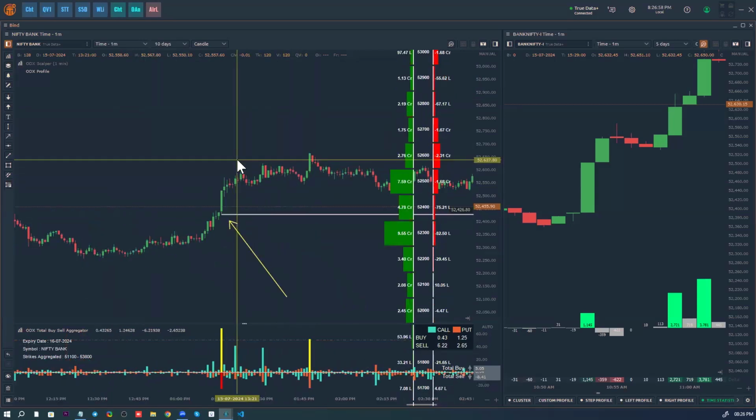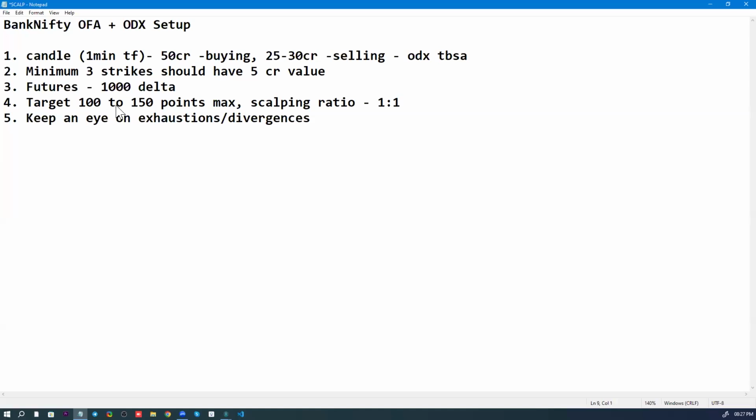It was not a really difficult setup. I will go over it one more time. I will open this and take a screenshot. We are looking at a 1 minute time frame candle: 50 crore buying, 25 to 30 crore selling. If the market is going down, we will look at 50 crore buying in the put and 25 to 30 crore selling in the call.